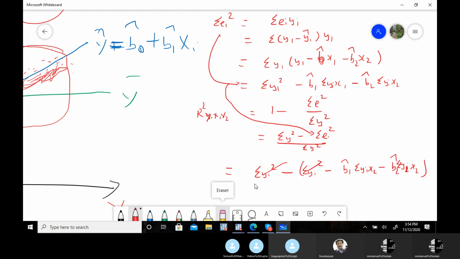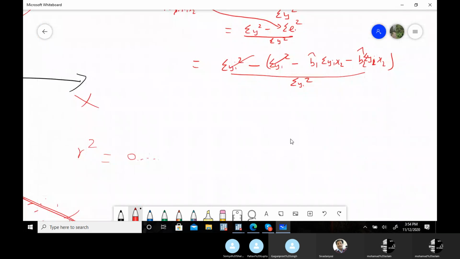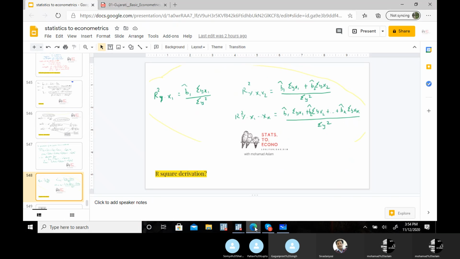Now these two terms will cancel out, and in the denominator we have summation yi square. So what will be the remaining part? Beta 1 hat summation yi x1 plus beta 2 hat summation yi x2, divided by summation y square. So this is the formula for R square, the coefficient of determination. This is the formula if we have two independent variables.